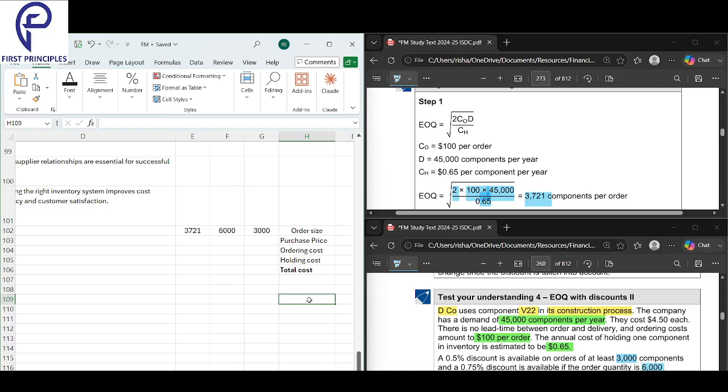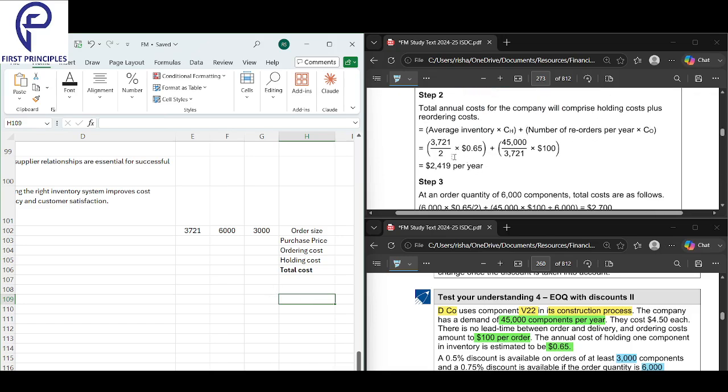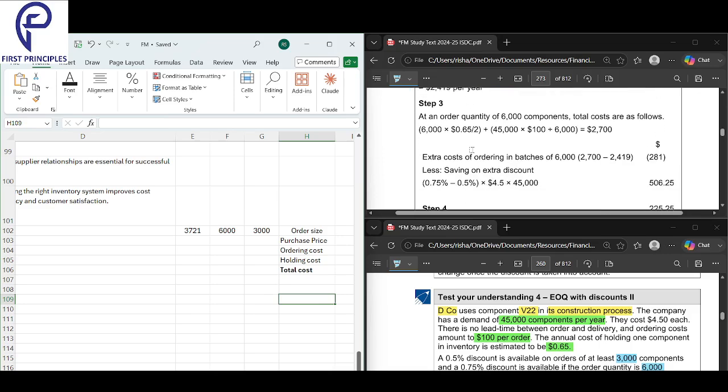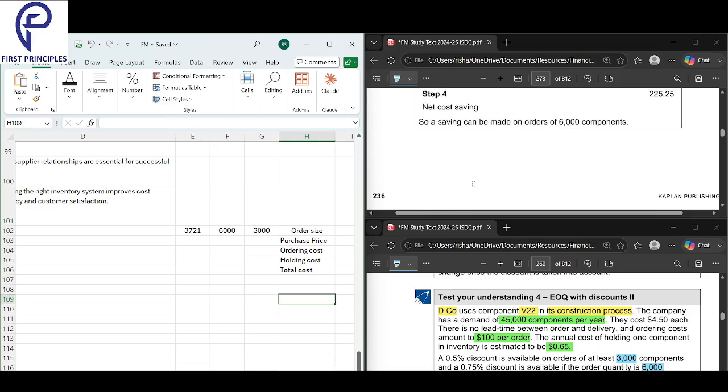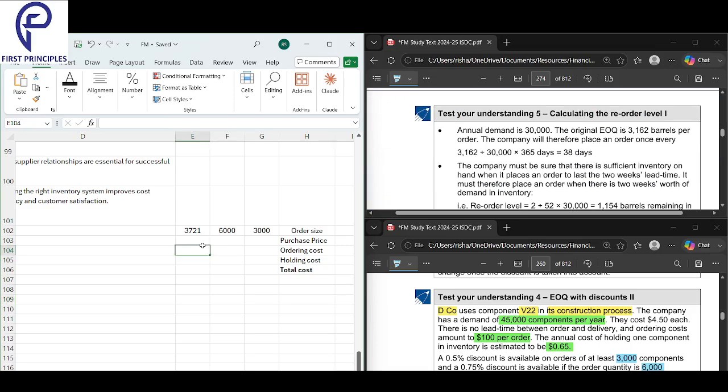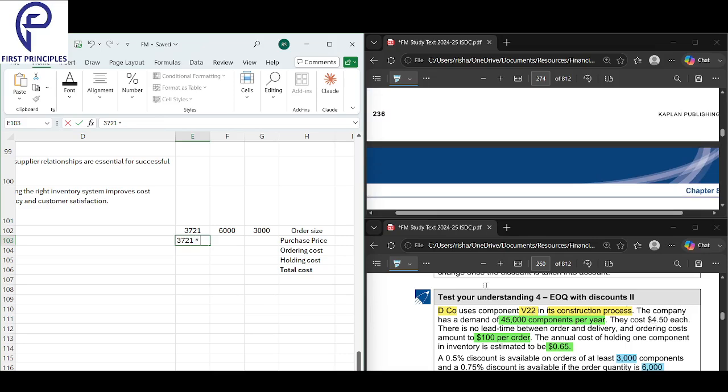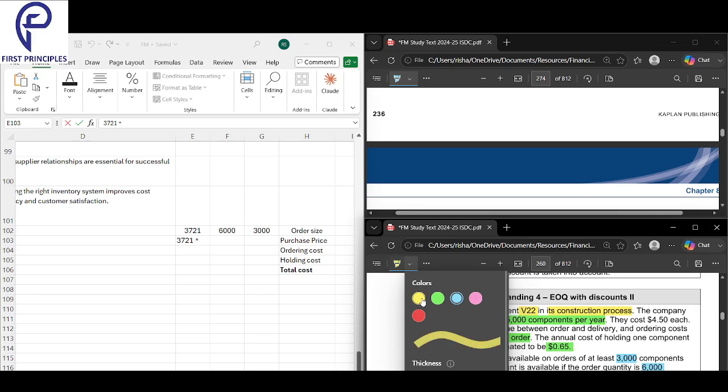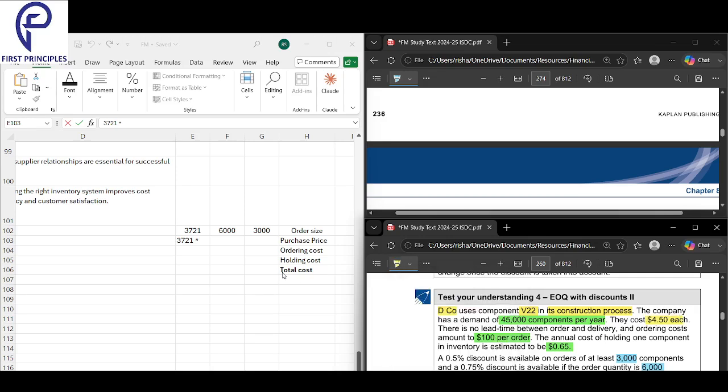So now let's look into the purchase price. What is the purchase price? If we purchase 3,721 units, our purchase price will be how much? They have given it over here. Purchase price is 4.50 per unit. So how much will be our total purchase price? 3,721 into 4.50. How much are we getting? 16,744.5. This will be our purchase cost.